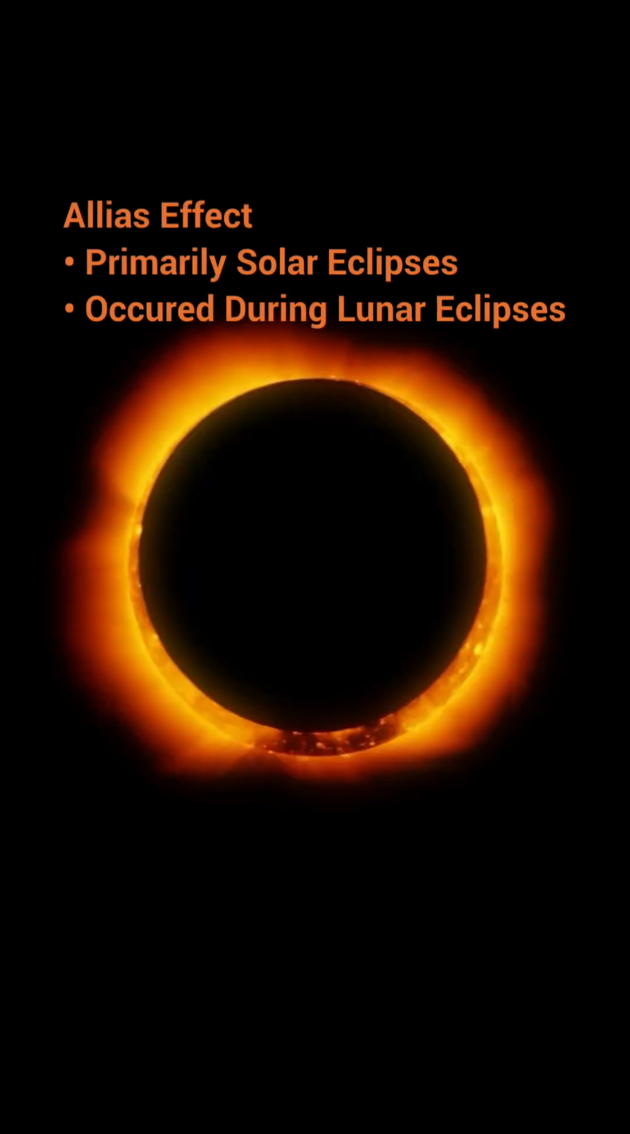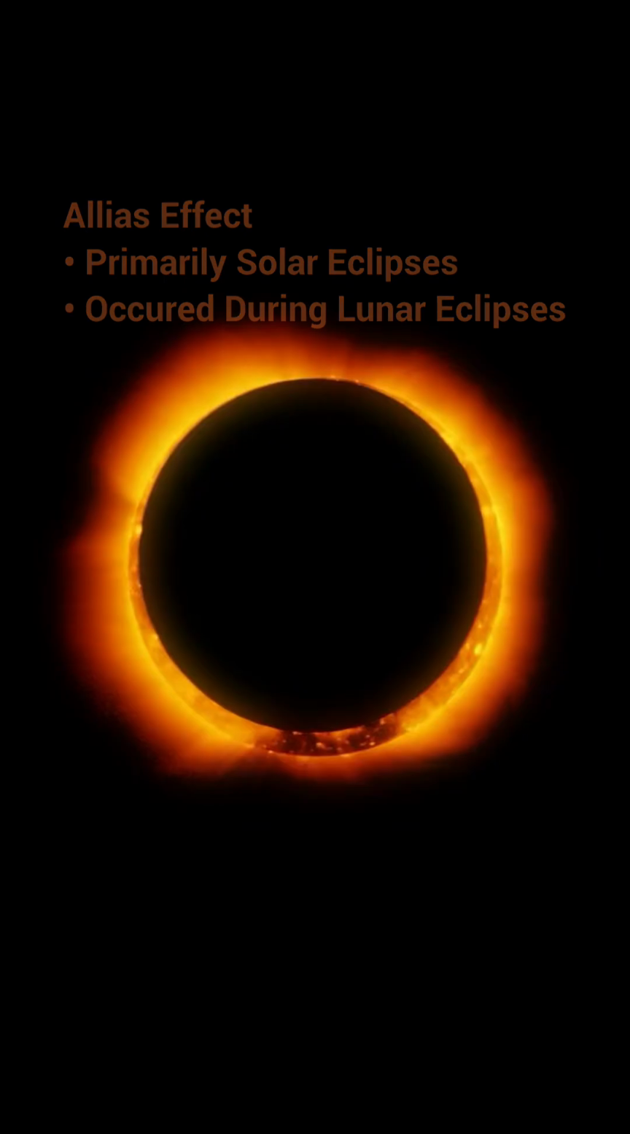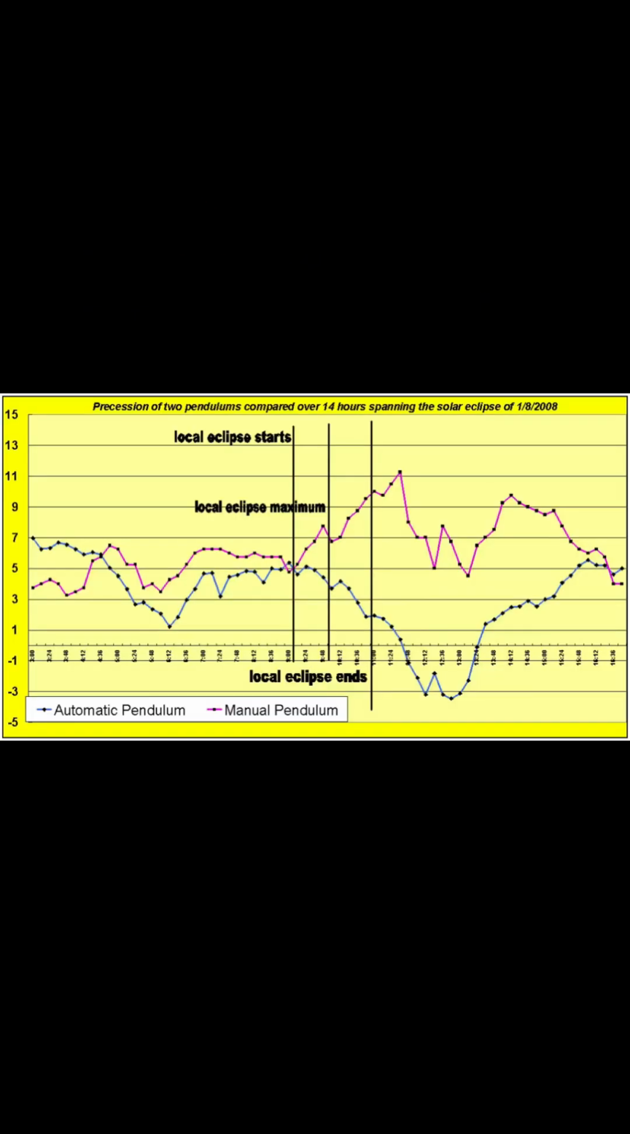Then of course the next proof that we have the field exists is the Allais effect, which is the weird behavior of gravimeters and pendulums during solar eclipses. This weird behavior has also been observed during some lunar eclipses as well. As you can see here in this experiment, this diagram shows the behavior of an automatic pendulum and a manual pendulum over the course of an eclipse.